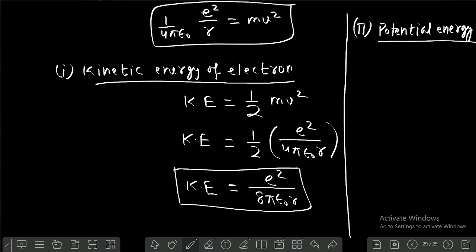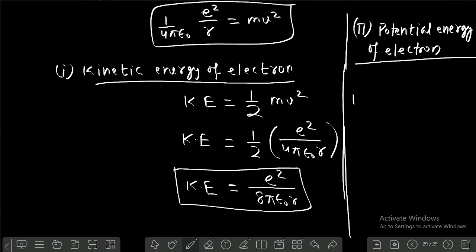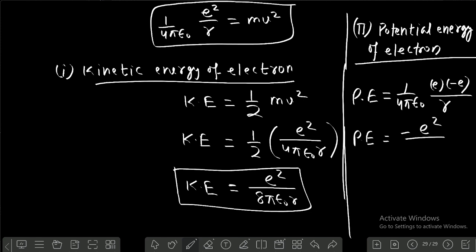Potential energy of electron, that is U or P.E., anything you can write. So P.E., potential energy. Remember it is 1 by 4 pi epsilon naught, electron charge, proton charge. Both charges are there. So first you take proton charge plus e, electron charge minus e, divided by r. Now this one you can modify and write as minus e square by 4 pi epsilon naught r. So this is the potential energy.